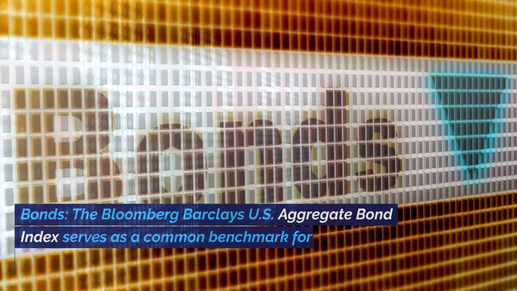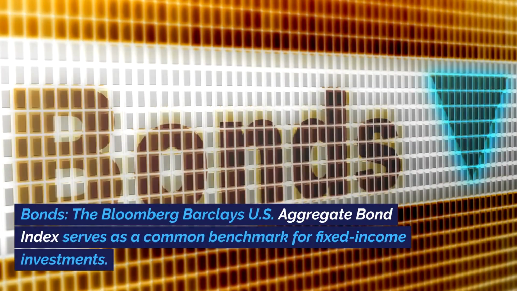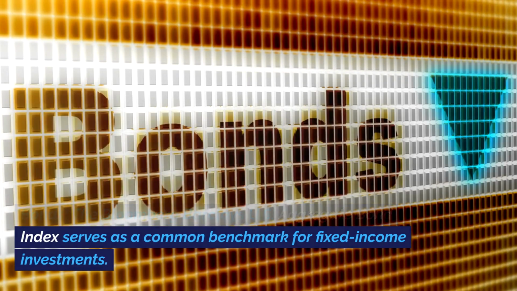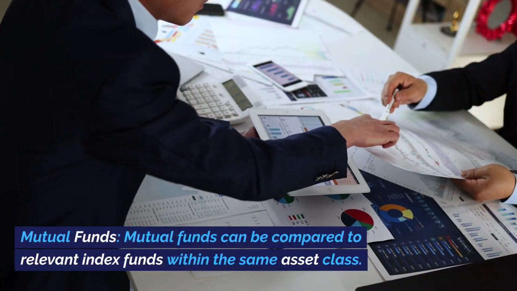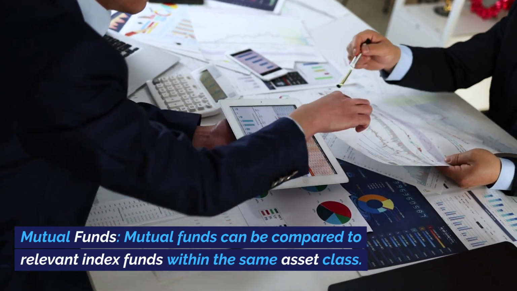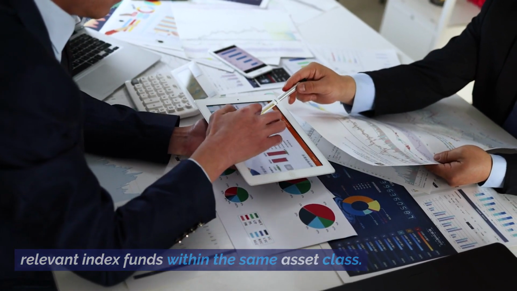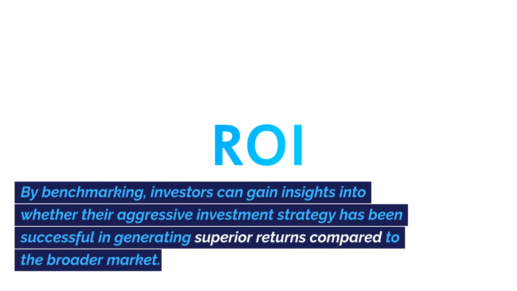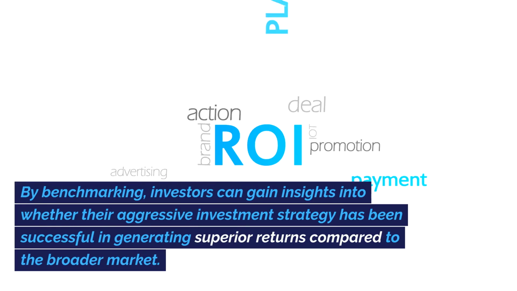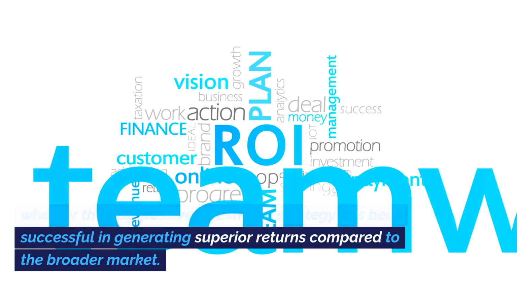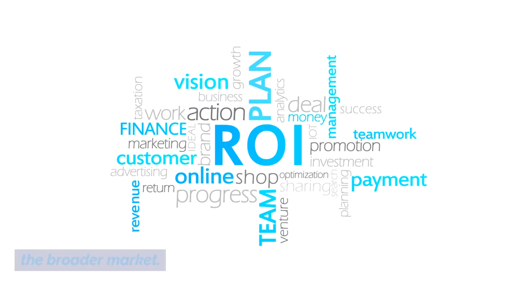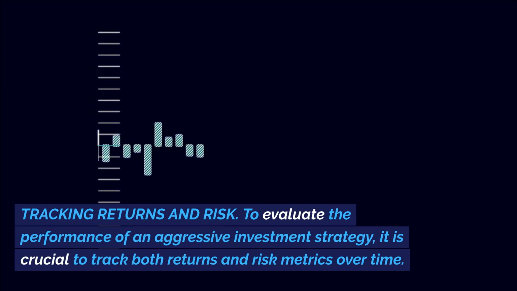investments. Bonds. The Bloomberg Barclays U.S. Aggregate Bond Index serves as a common benchmark for fixed income investments. Mutual funds. Mutual funds can be compared to relevant index funds within the same asset class. By benchmarking, investors can gain insights into whether their aggressive investment strategy has been successful in generating superior returns compared to the broader market. Tracking returns and risk.